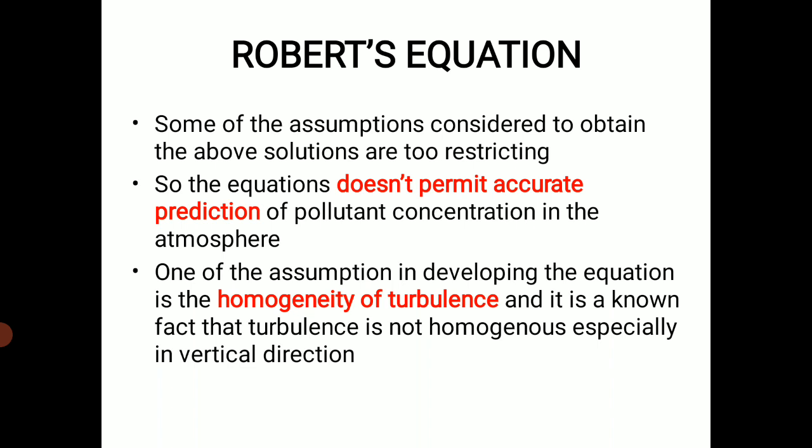Another model was developed based on this Robert's equation, and that was the Gaussian plume model. And Gaussian plume model is one among the various steady state models. Okay, so Gaussian plume model is one of the air pollution models that is widely used nowadays. So all the drawbacks of Robert's equation were rectified by developing this Gaussian plume model.